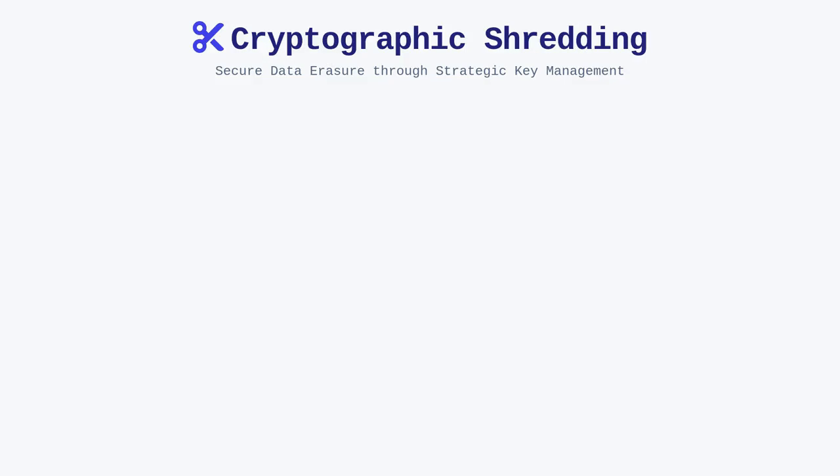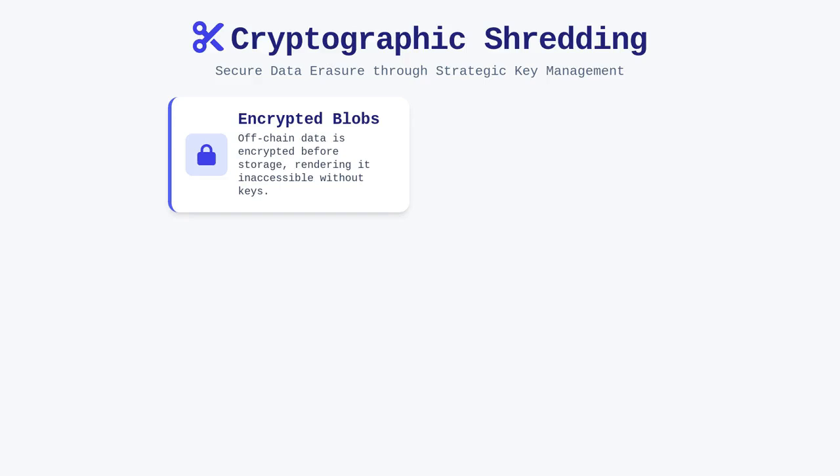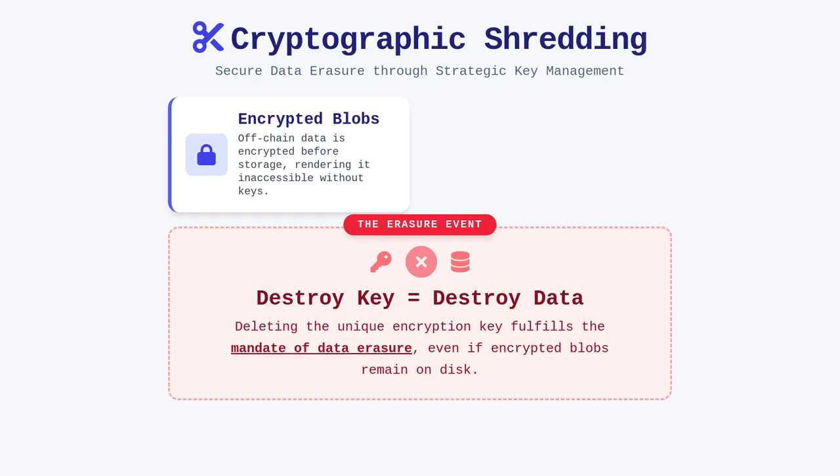The key to making this model work is effective key management, specifically regarding what is often called cryptographic shredding. If we encrypt the off-chain data before storing it, the data becomes effectively inaccessible if we destroy the decryption keys. By deleting the unique encryption key associated with a specific user's off-chain records, we essentially fulfill the mandate of data erasure even if the encrypted blobs remain technically present on disk.